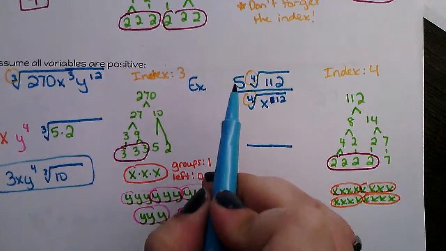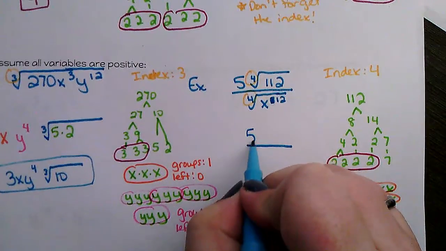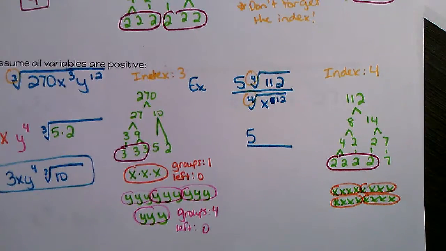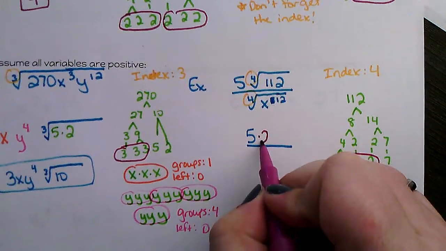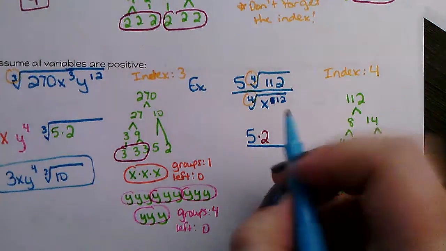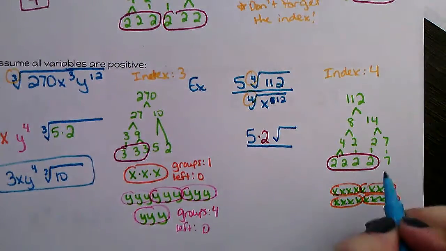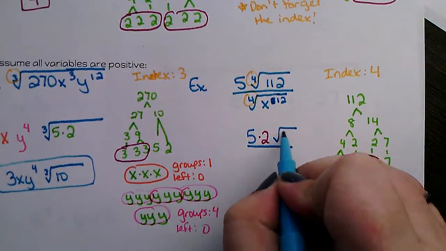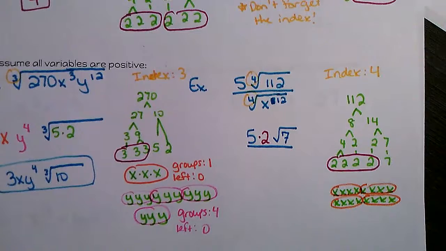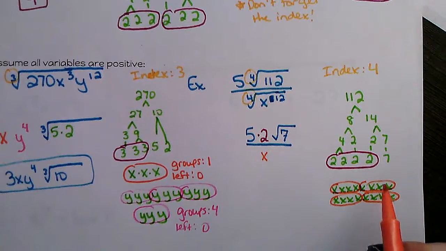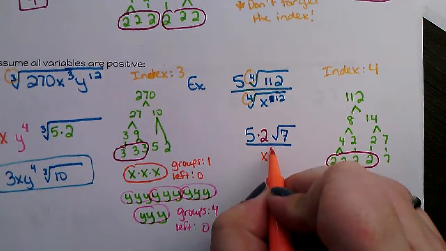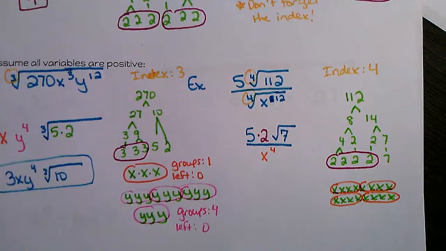Okay, my numerator, I had a 5 on the outside, so that comes down. Then over here on my numbers, I had a group of 2's, so that comes out of the radical. Under my radical, I still have a 7. And then in the denominator, I'm going to have x to a power. Do you know what power it's going to be? Count how many circles there are. That's what the power will be. X to the 4th.